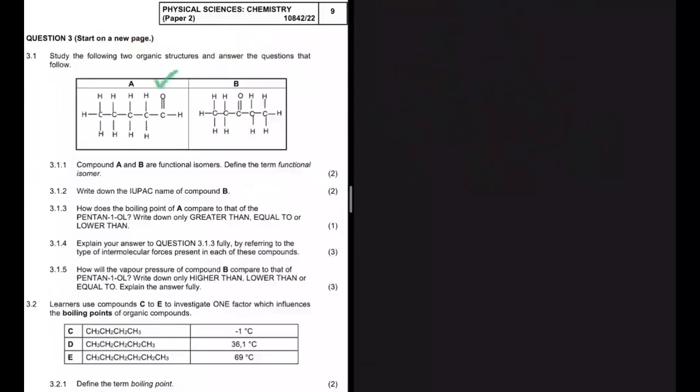Compound A and B are functional isomers, like we are told in 3.1.1. What we are actually required to do is define the term functional isomer. Like all isomers, we have the same molecular formula, but in this case, the compounds differ by functional group. So the definition for functional isomer: same molecular formula, but different functional groups.